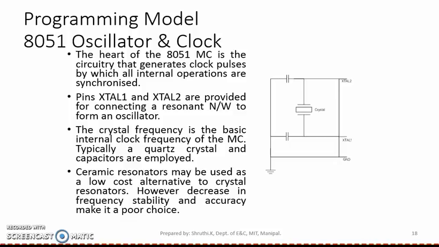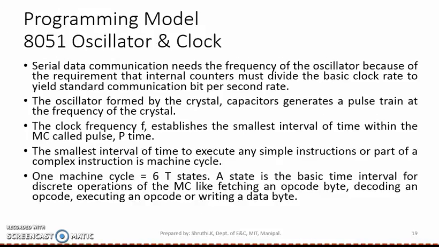8051 oscillator and clock. The heart of 8051 microcontroller is the circuitry that is generating the clock pulses so that all internal operations are in sync. Pins XTL1 and XTL2 are used for connecting to an external resonant network to form an oscillator. So either you can use a crystal oscillator or ceramic resonators to provide the clock frequency. Serial data communication needs the frequency of the oscillator because of the requirement that internal counters must divide the basic clock rate to get a standard communication bit per second rate.